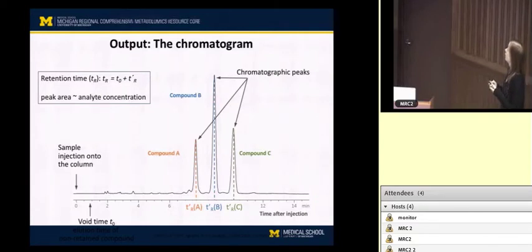And the peak height or peak area give us quantitative information because they are proportional to the analyte concentration. And that is independent of the type of detector. That's true for a UV detector, and that's true for a mass spec detector.